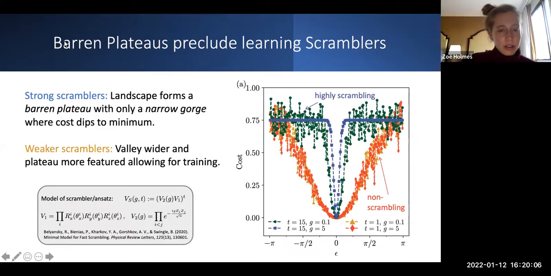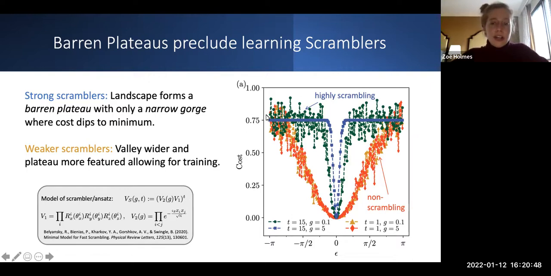Okay. So just to illustrate this a little bit, we ran some numerics. Because we wanted to be able to model approximate scramblers here, we used the model of scramblers from this PRL by Swingle et al. Here, a scrambler is modeled as alternating all-to-all entangling gates and random single qubit rotations. And in this paper, they show that this does actually lead to scrambling behavior. The extent to which this model is scrambling depends on the strength of the entangling gate G and the number of layers applied, so the scrambling time T.